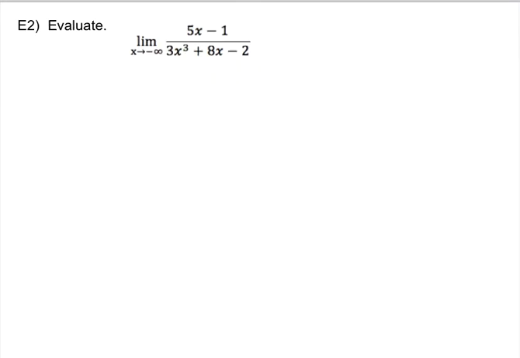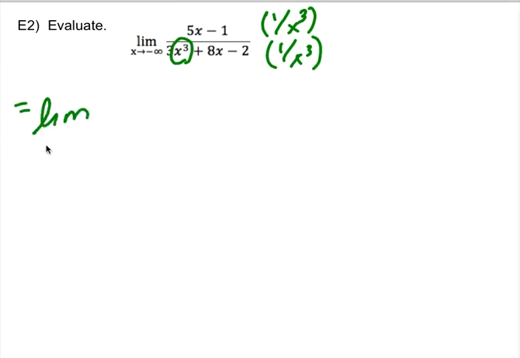Now the powers are different in the numerator and denominator. Again, I'm going to use the largest power of the denominator. I can see that if I plugged in, I would still get infinite stuff on top and infinite stuff on the bottom, right? So I'm going to multiply by 1 over x cubed on the top and 1 over x cubed on the bottom. I'm allowed to do that because that's the same as multiplying by 1, so I'm allowed to multiply any expression by 1 if I want.